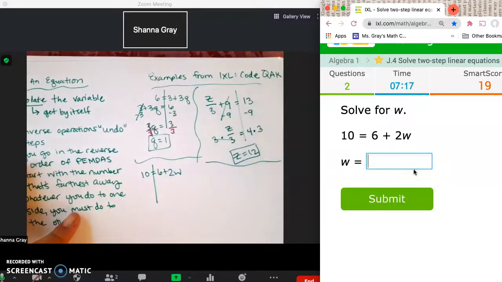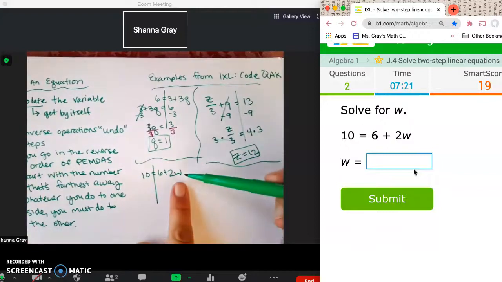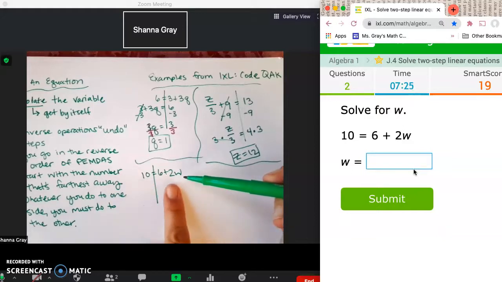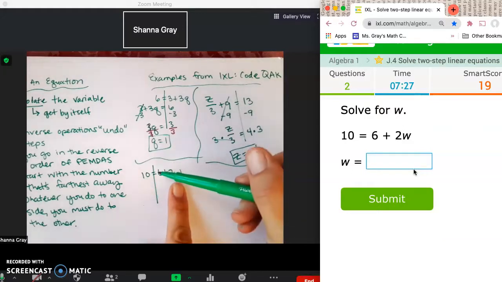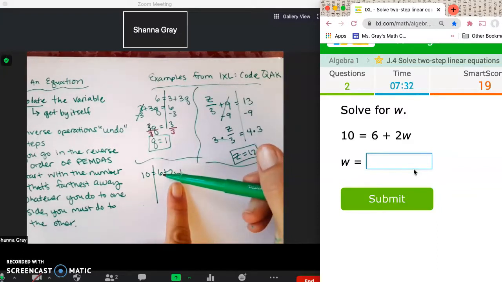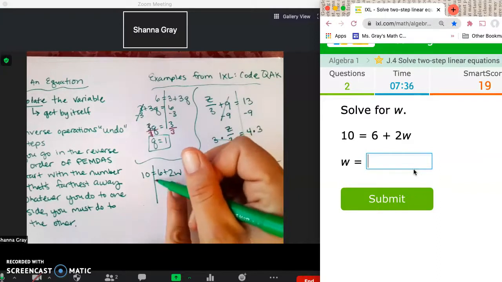Okay, let's not rewrite this one and just do it the way it's listed. So I'm focused on the side that has the W. I'm not focused on the 10 this time. I'm focused on this side that has all the pieces with W, and I need to get rid of the 6 and the 2. So I'm going to get rid of the one that's farthest away first, which hopefully you can tell physically farthest away is 6.